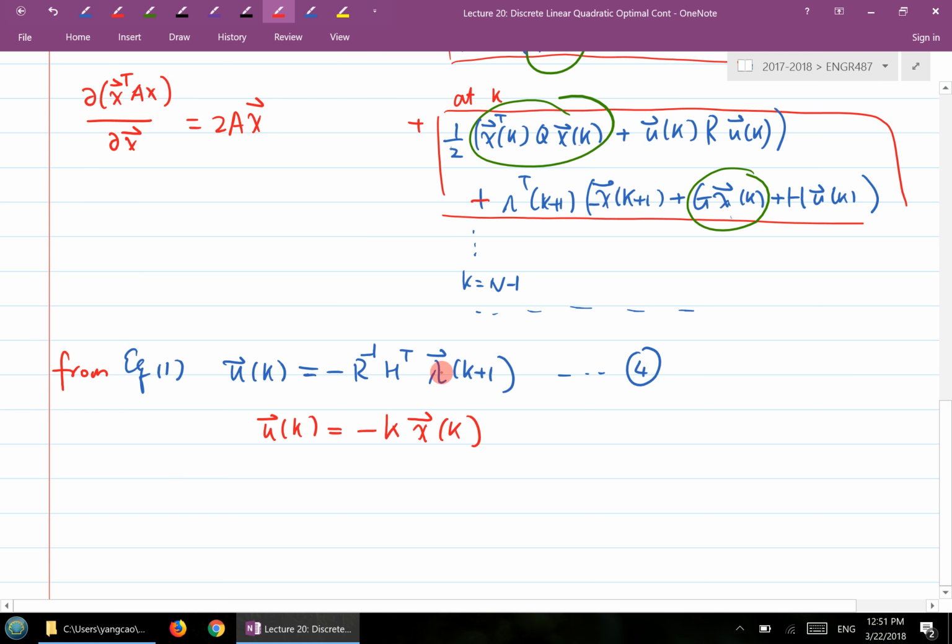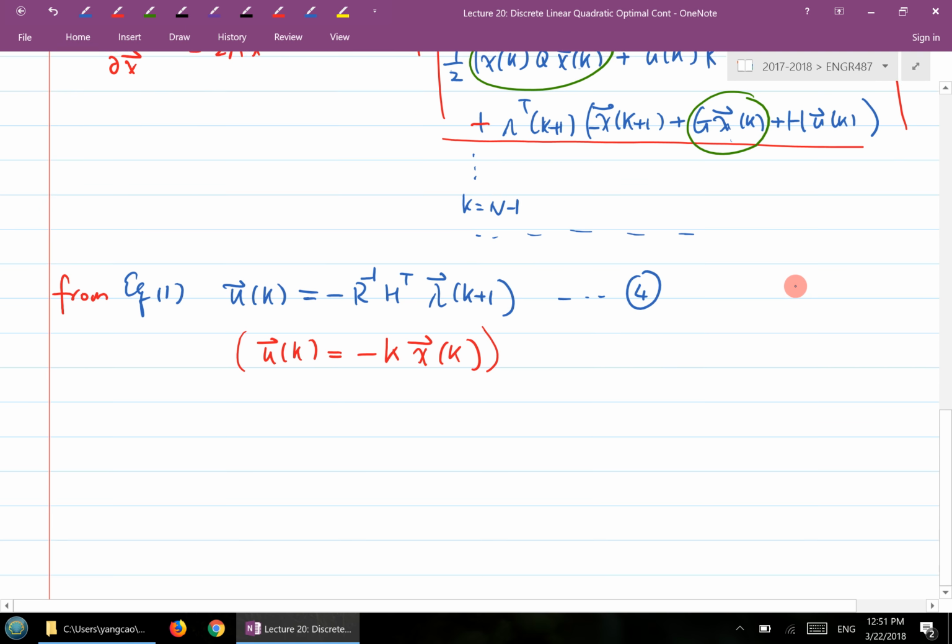But that's the purpose, right? The purpose is we want to derive for u, which is equal to negative k times x of k. But it's already in that format. A negative sign shows up already, right? It's just that there's no x of k yet. Okay, so that's equation 4.